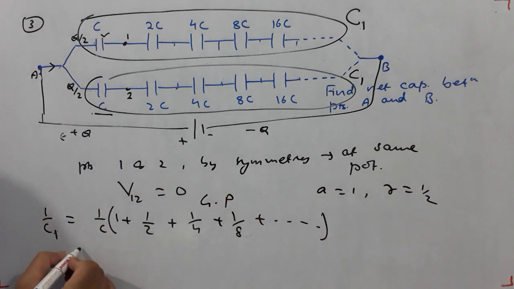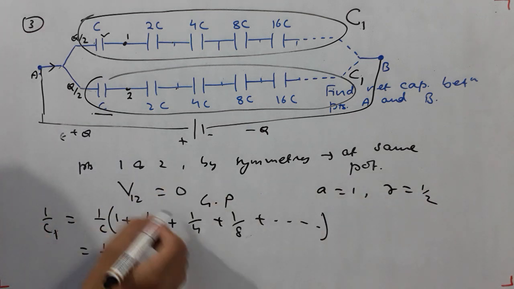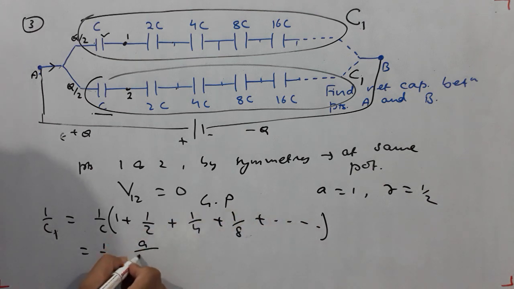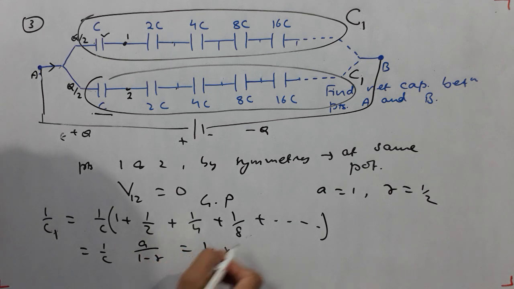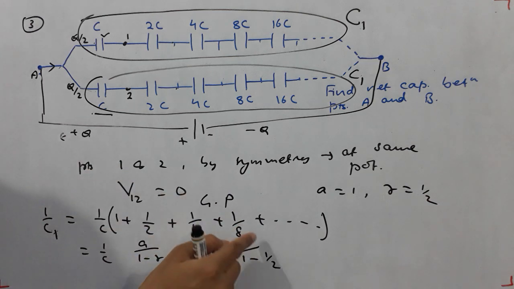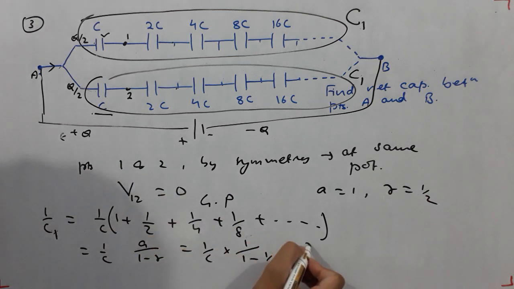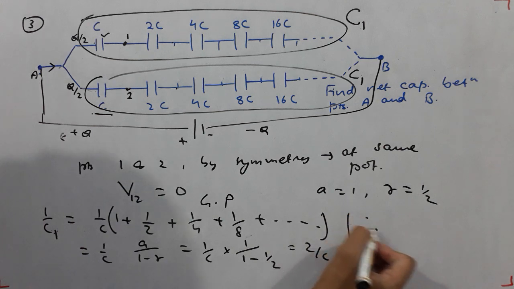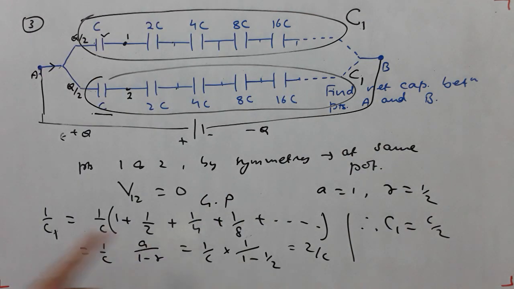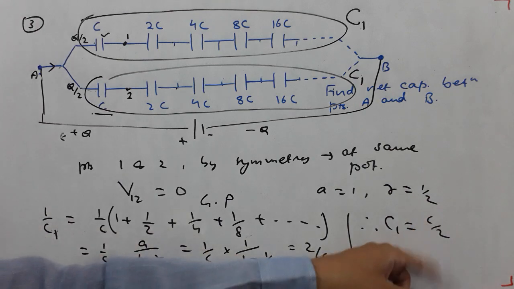The first term is 1, common ratio is half. You know students how to find this. The sum till infinite terms will be A by 1 minus R. So this becomes 1 by C, A is how much? 1 and R is also half. So 1 minus half will be half. So 1 by half will be 2. So this becomes 2 upon C. And therefore C1 will be how much? C by 2. This 2 by C is the value of 1 by C1. So C1 becomes C by 2.